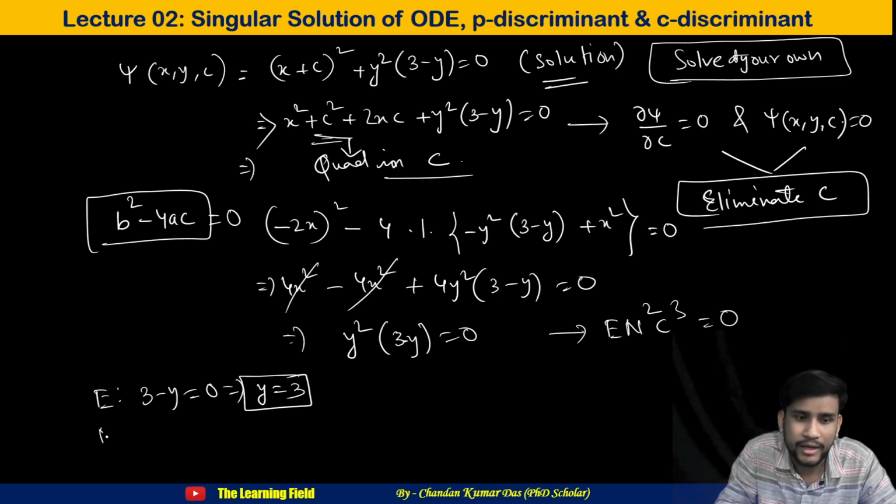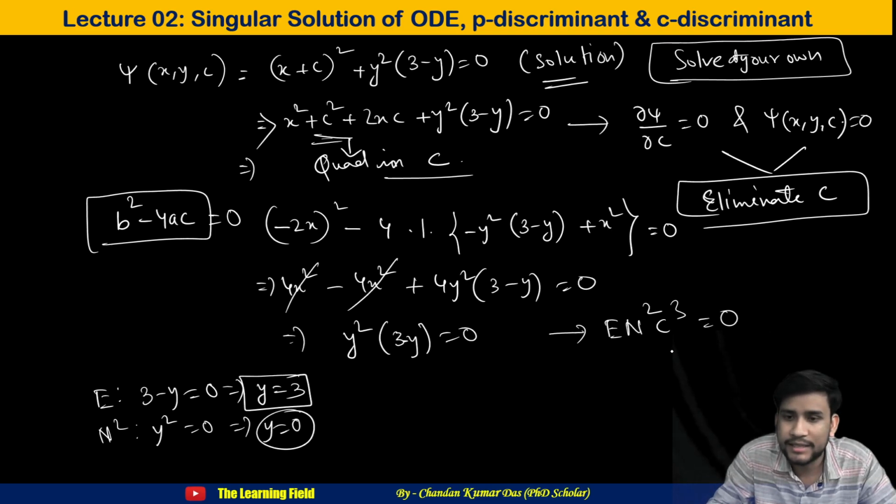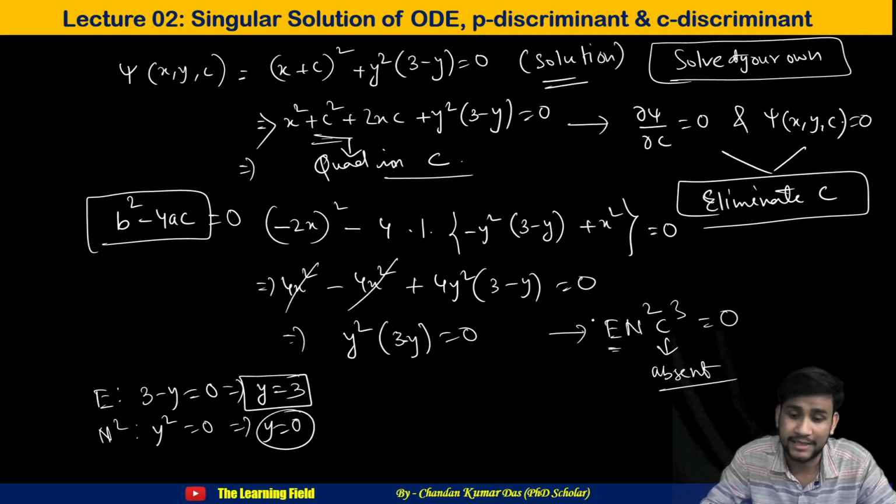Now, N square means y square equal to 0, that means we get y equal to 0. And in this case, C is absent. We already said that C or N may be absent, but E must be present in all cases. If E is not present, then there is no singular solution.